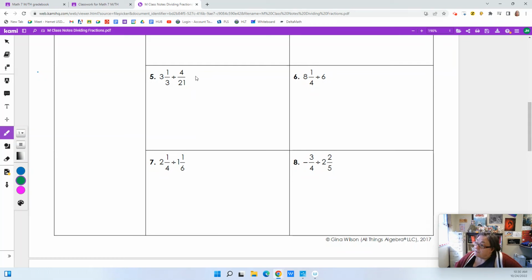So let's look at this next one. Positive answer, right? Because we have 2 positives. So we're going to go 3 times 3 is 9 plus 1 is 10. So we have 10 over 3 divided by 4 over 21.